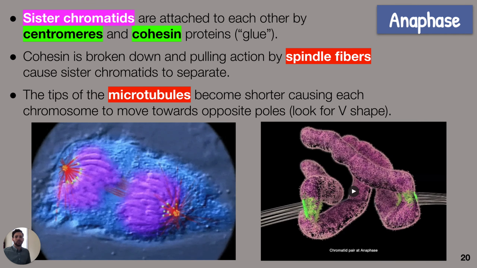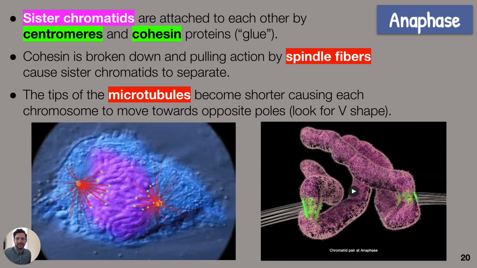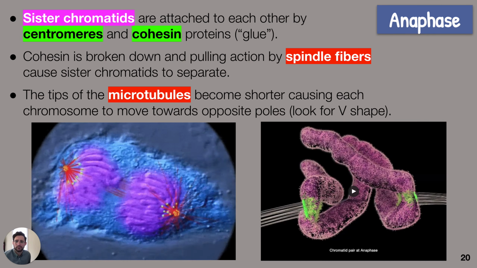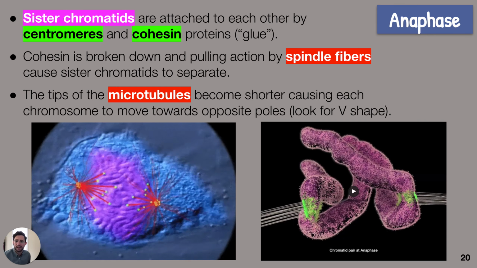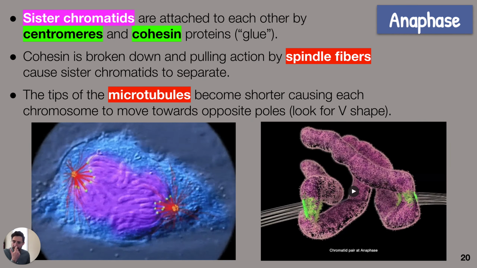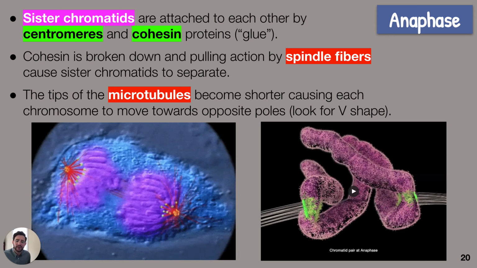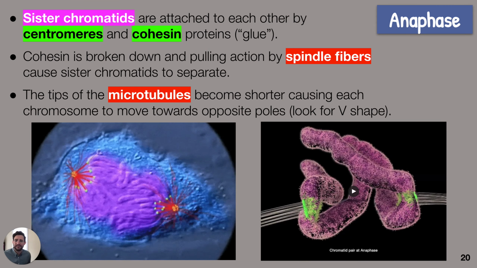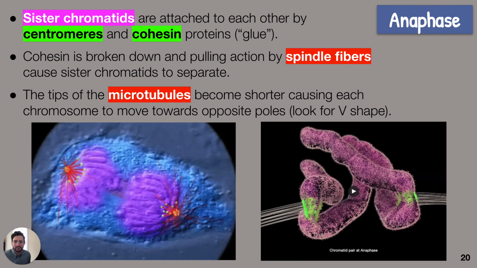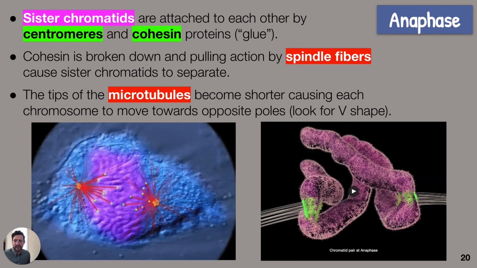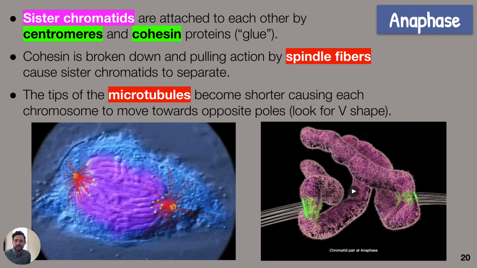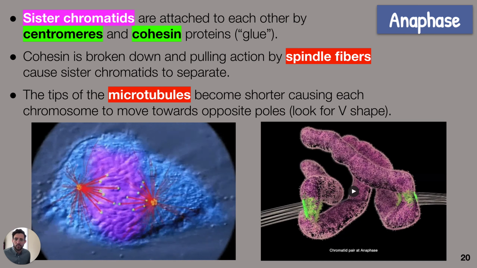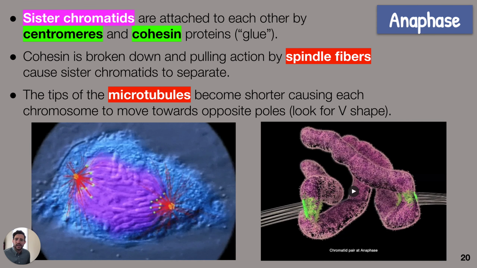Okay, so anaphase is the next stage of the cell cycle. These sister chromatids are tightly paired to each other because they not only are connected via the centromere, but there are also other proteins called cohesin proteins that are holding the DNA molecules together along their length. And at the start of anaphase, these cohesin proteins need to be broken down, and the sister chromatids will then be able to separate once that protein is broken down.